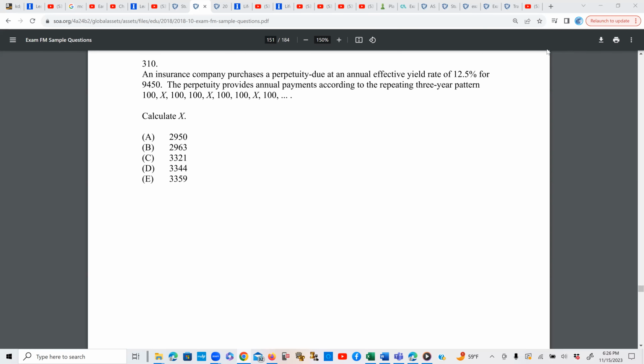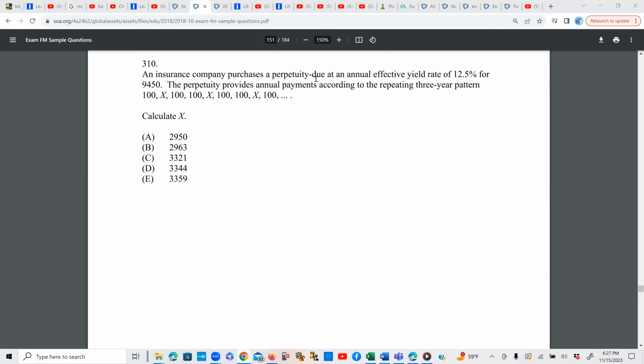An insurance company purchases a perpetuity due at an annual effective rate of 12.5%. The perpetuity provides annual payments according to the repeating 3-year pattern. So we see here that we can divide this perpetuity due into 3 streams.